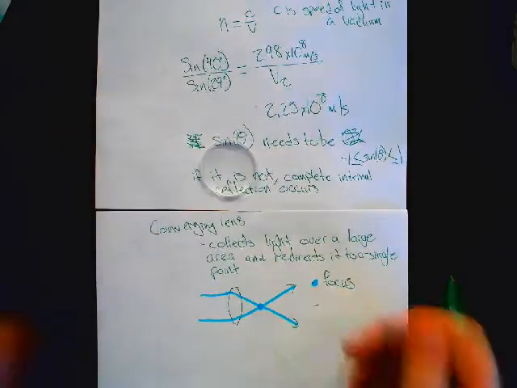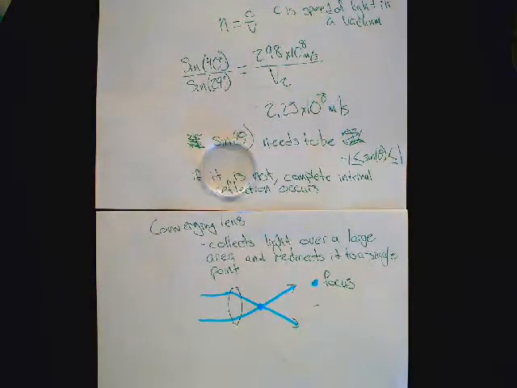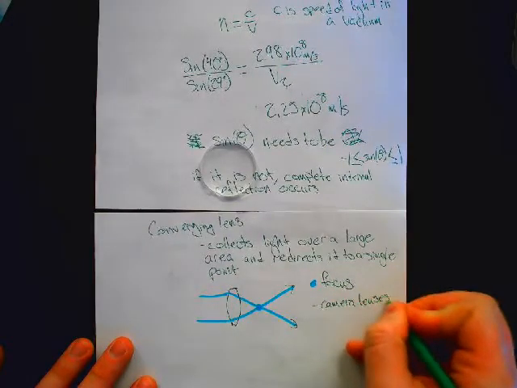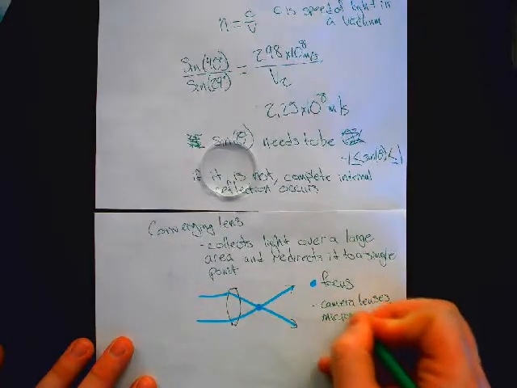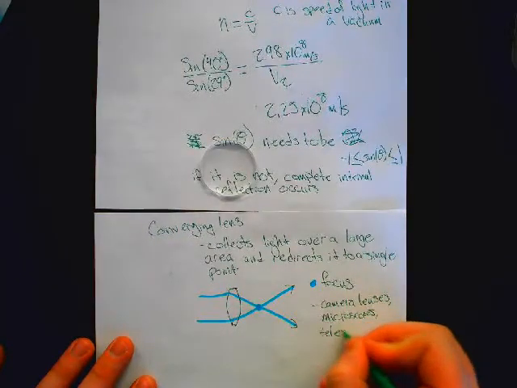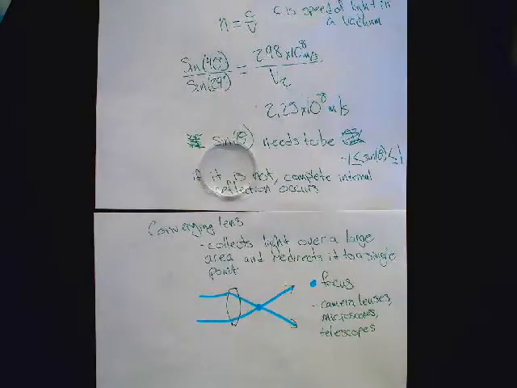So this is magnifying glasses, refracting telescopes, which suck. We can also talk about eyeglasses. Did I say microscopes? Okay. Yeah, those are our big ones. Oh, camera lenses. Camera lenses. Microscopes. Telescopes. Okay.